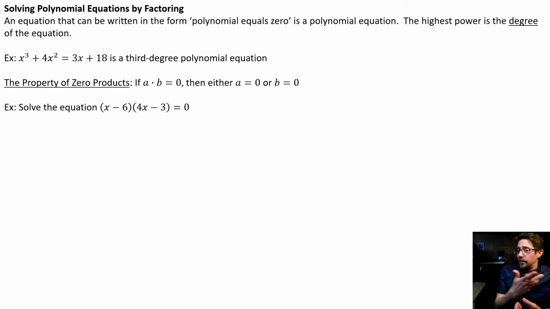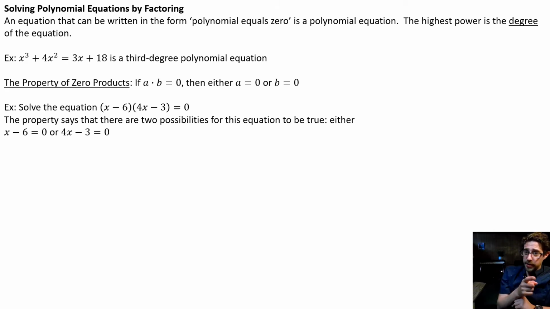Here's a problem that's already been factored. I just want you to see the property in action. So solve the equation (x - 6)(4x - 3) = 0. Well, we have a thing times a thing. So our a is x - 6 and our b is 4x - 3. The only way for this to be true is if x - 6 is 0 or if 4x - 3 is 0. So we have two possibilities, and it splits apart into two little mini equations now.